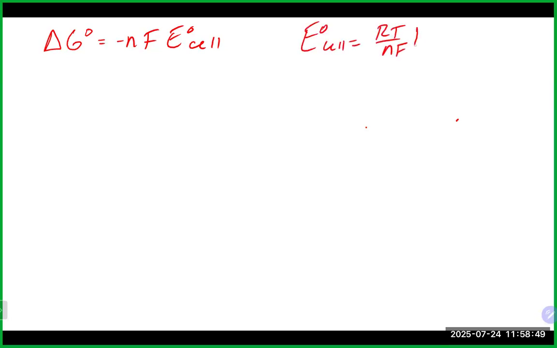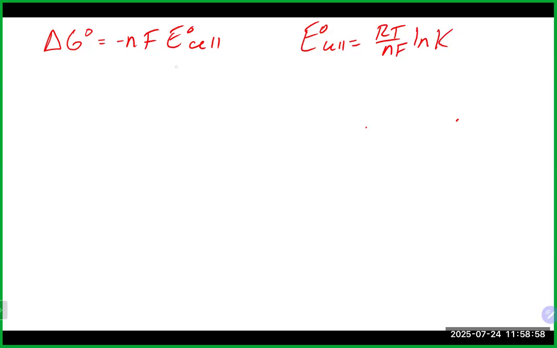Okay, we are continuing on here, chapter 17. And last time we were doing some calculations. We have our delta G naught is equal to minus nFE of our cell. So again, this is the one we talked about last time that relates E of the cell to delta G. We also saw E of the cell is equal to RT/nF natural log of K. So this is the one, again, that relates cell voltage to the equilibrium constant.